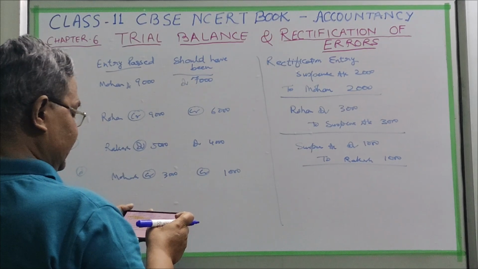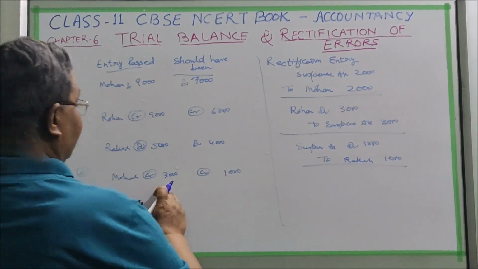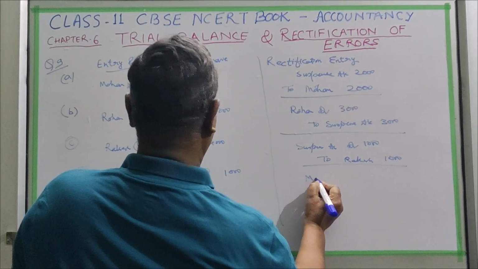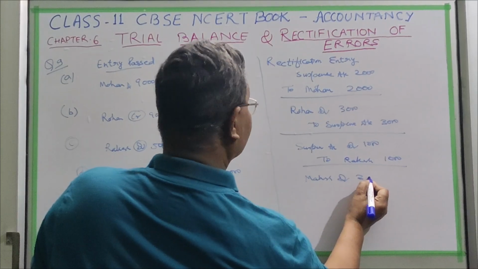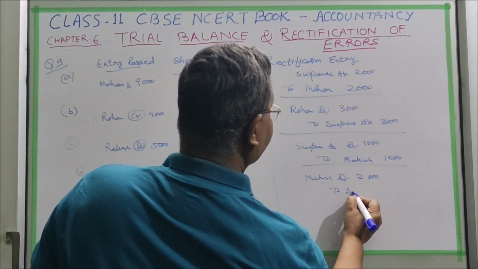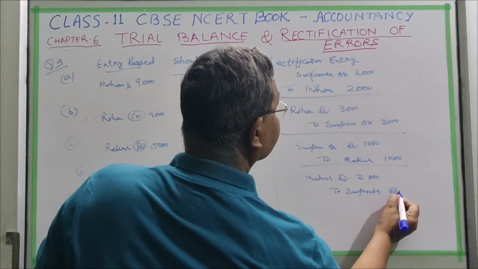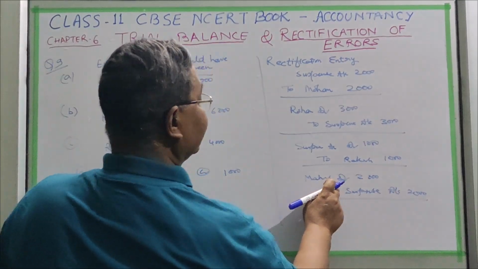Goods returned from Mahesh are posted as, so now what you do? You have excess credited him. Now debit him. Mahesh debit how much? 2,000, 3,000 minus 1,000, to suspense account. For a name account the word is not used.